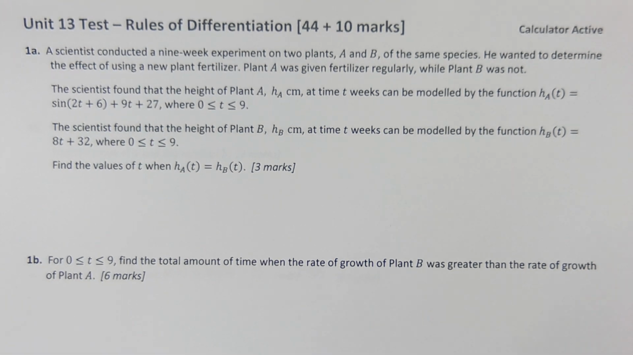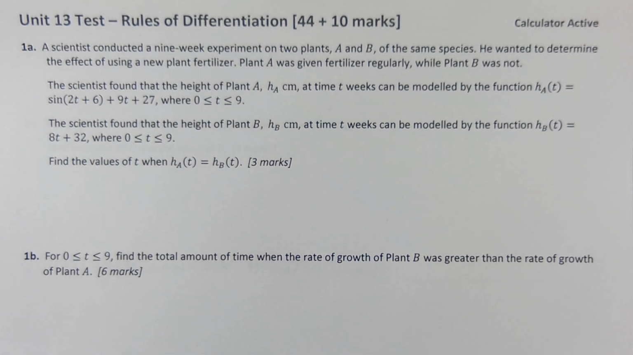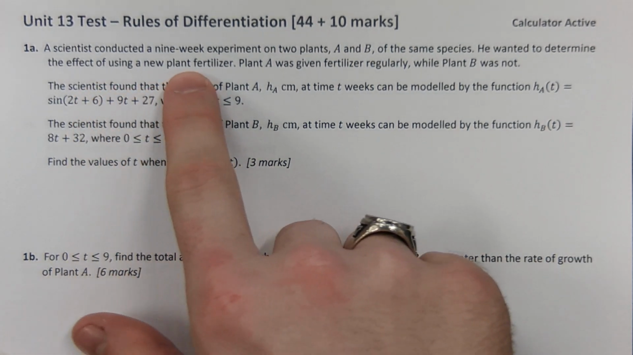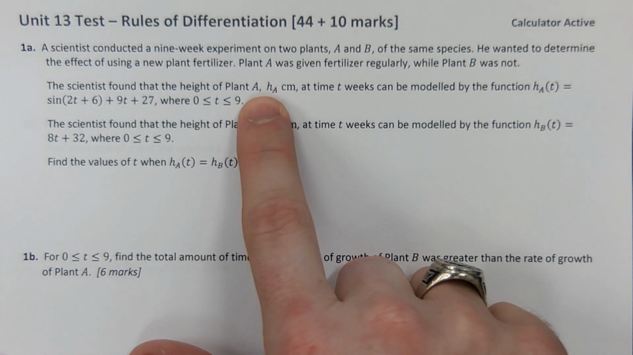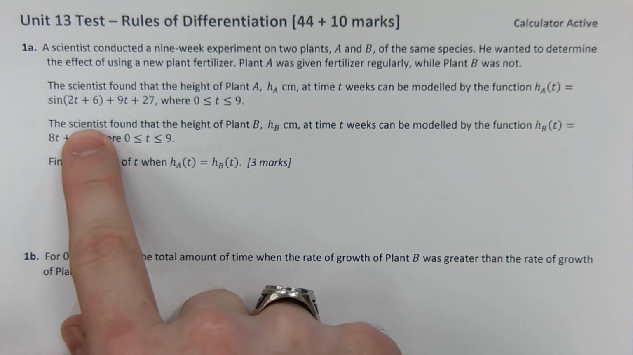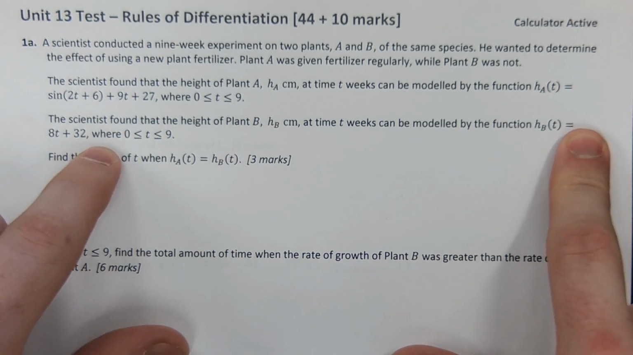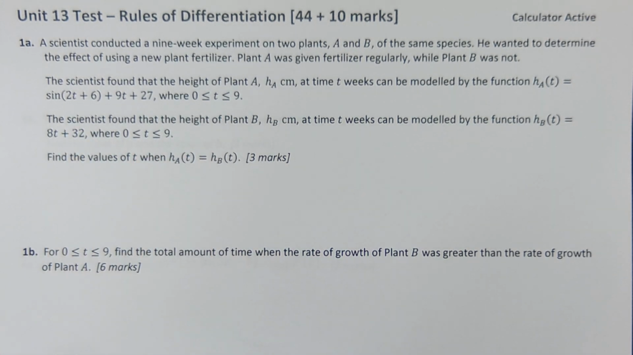Scientists conducted a 9-week experiment on plants A and B, determined some fertilizer. Scientists found that plant A's height is this function. Scientists found that the height of plant B, H of B, is this function. Our domain is from 0 to 9, what is this, weeks? Yeah, 0 to 9 weeks.